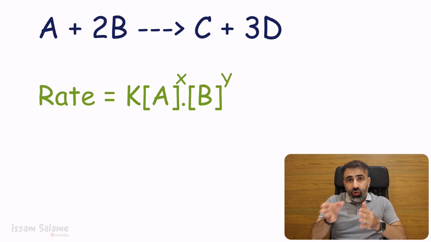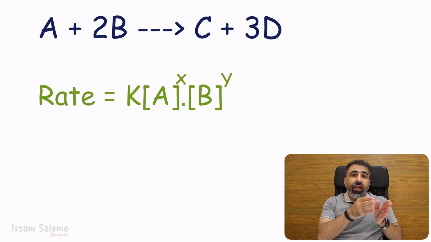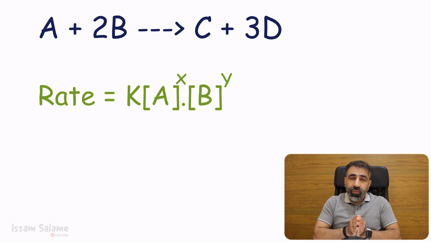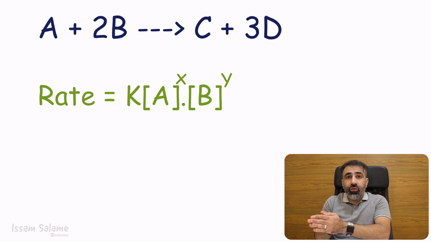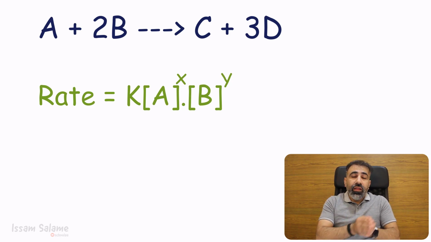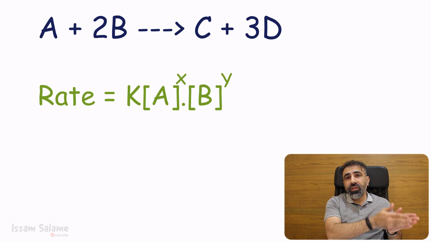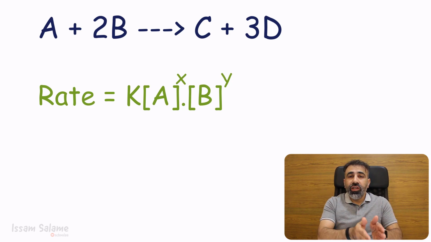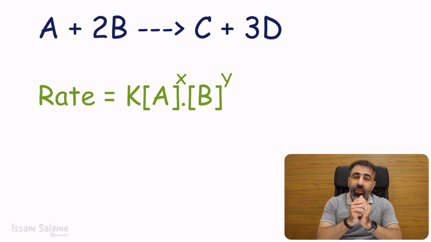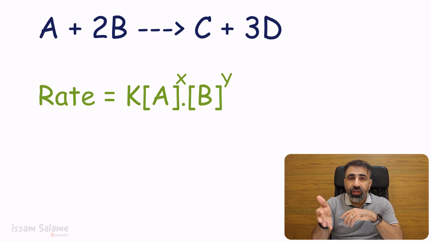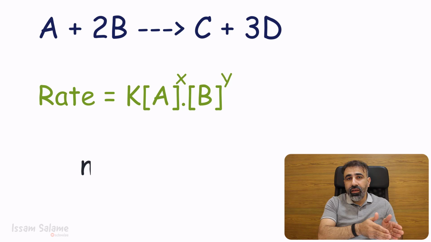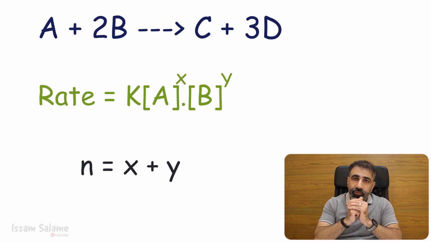X shows how the reaction rate is affected by the concentration of A. If X is equal to 0, it means that the rate of the chemical reaction is not affected by the change in the concentration of A. Y shows how the rate of this chemical reaction is affected by the change in the concentration of B. If I want to find the order of the reaction, I have to add the exponents. N is equal to X plus Y.